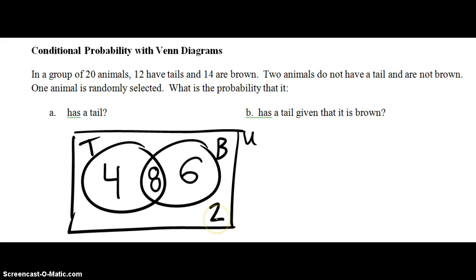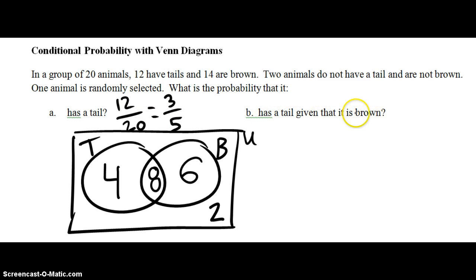Yep, looks right. So, randomly selected, what's the probability that it has a tail? Well, here's tail. There's 20 total. 4 plus 8 is 12. So it's 12 over 20. We can simplify that, dividing the top and the bottom by 4. That would be 3 over 5. Again, in IB Math Studies, either of these is fine. You don't need to simplify.